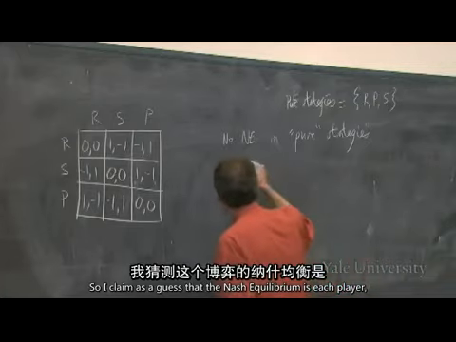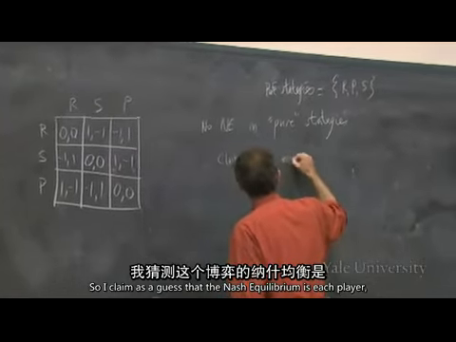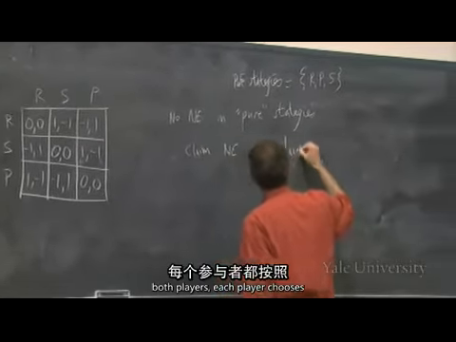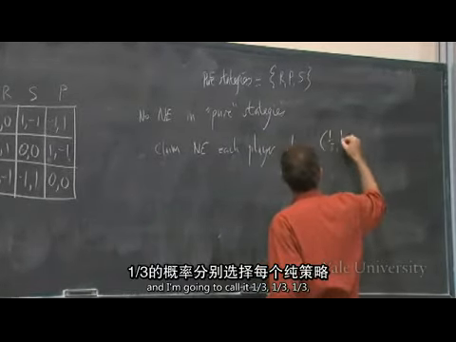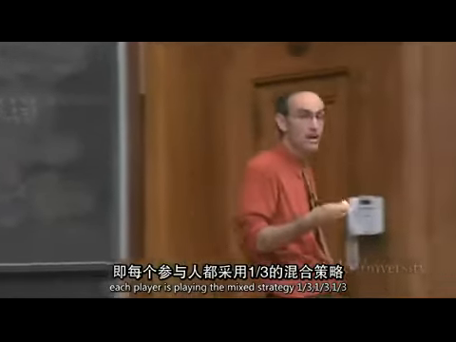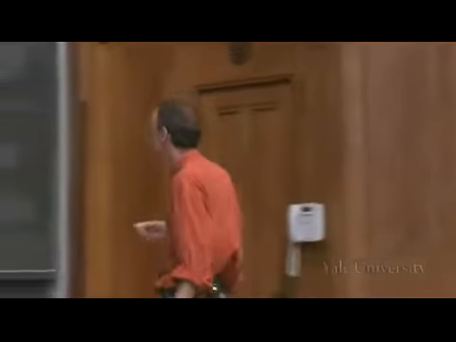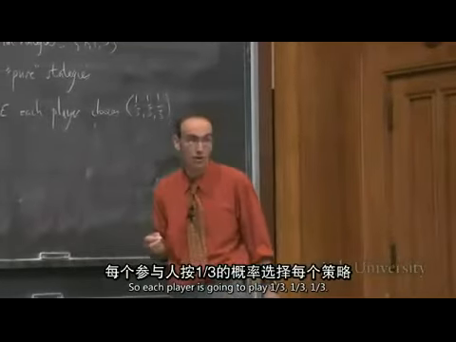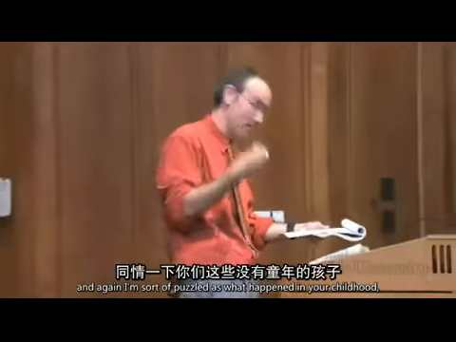So I claim as a guess that the Nash equilibrium is that each player, both players, chooses a third. Each player is playing the mixed strategy of a third, which is Moses' recommended strategy. All right, so each player is going to play a third. I'm actually amazed that people didn't realize that, and I'm sort of puzzled as to what happened in your childhood, but never mind.